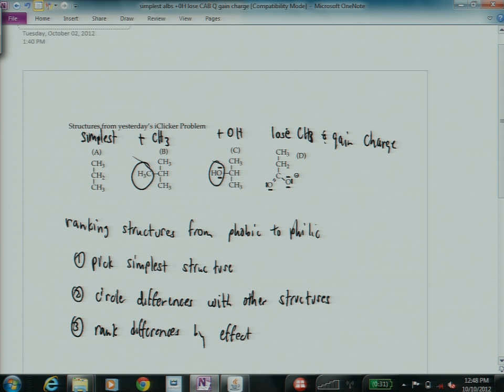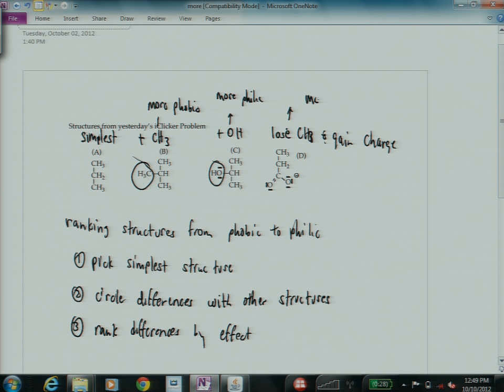So let's look at B. Adding CH3, is that going to make it more or less phobic? More phobic. So this is more phobic. What about adding an OH, making it more phobic or more philic? More philic. Losing a CH3, more which one? More philic. Gaining a charge, more philic. So this is more philic times 2.